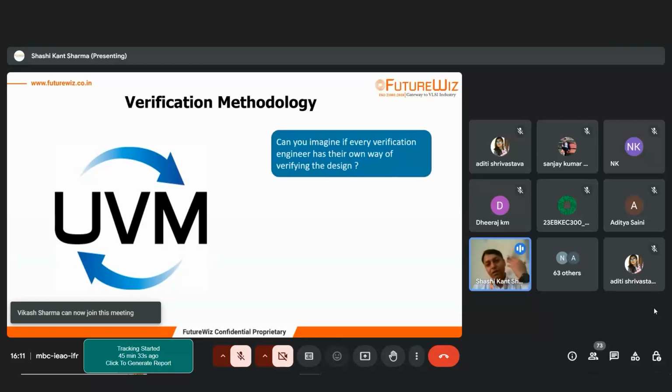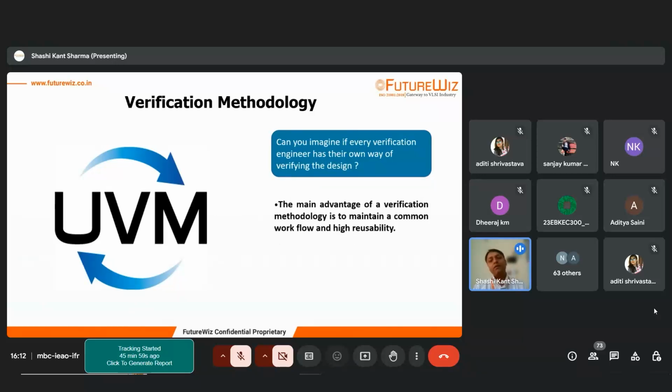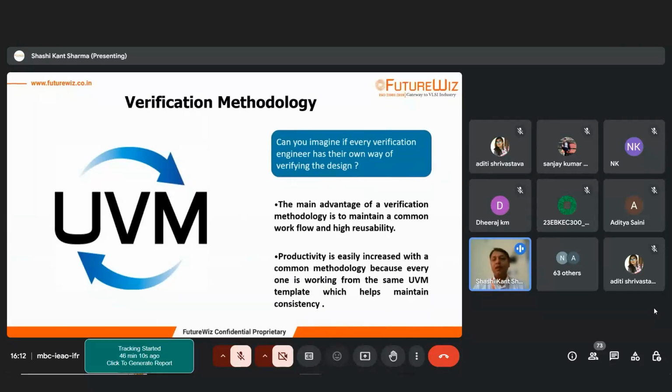So you can ask yourself: if we do verification, if we write our own test bench with our own methodology, will any other person be able to understand that unless you teach them? Or can this work be integrated with another person's work? No, definitely the answer would be no, right? So the main advantage of using a common methodology, to maintain a common workflow, is that it enhances reusability, and productivity will be high. Basically it is easily increased with the common methodology.